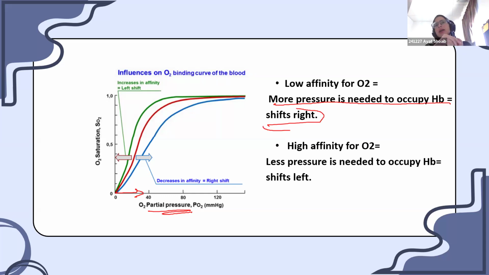High affinity is basically you like something so much, like why would somebody pressure you to take it, right? You don't need as much pressure to take it. So less pressure is needed. And this curve shifts to the left because here the pressure decreases. This is very basic.